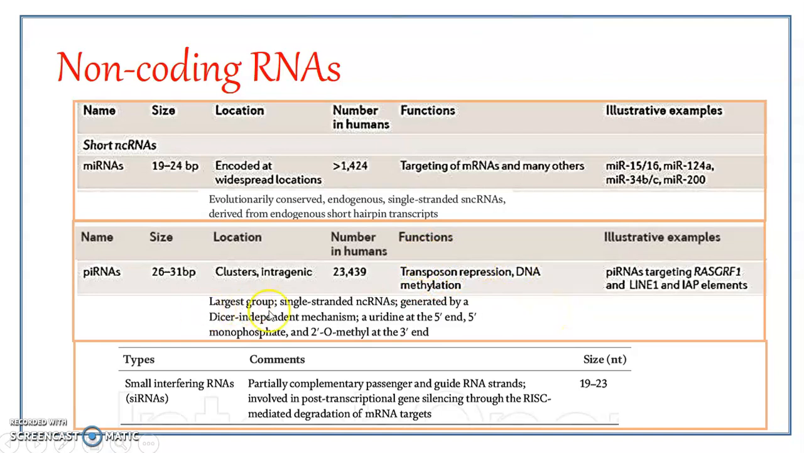They include the largest group of the non-coding RNAs, and unlike the miRNA and siRNA, they are single-stranded non-coding RNAs. They are generated by a dicer-independent mechanism, because as we have already mentioned, the siRNA and the microRNA are produced by the involvement of dicer molecules, but here it is a dicer-independent mechanism for piRNA synthesis. Examples include the piRNA which targets the Ras-GRF1, LINE-1, and IAP elements.